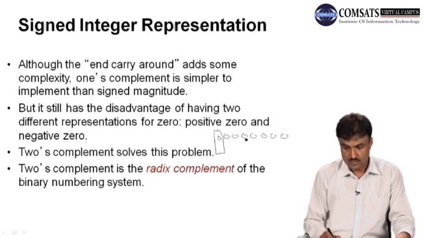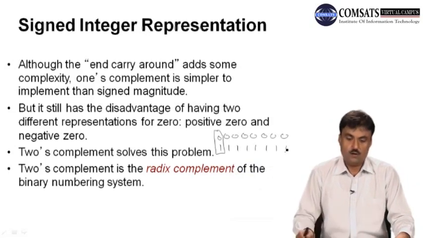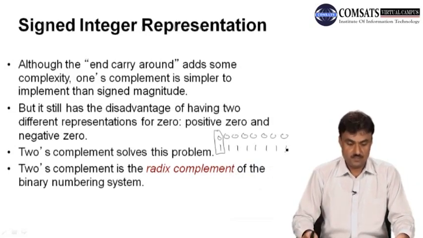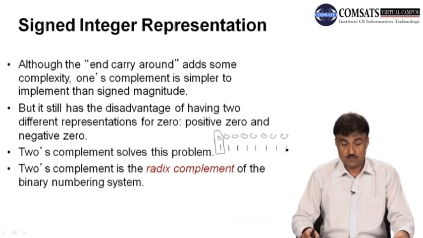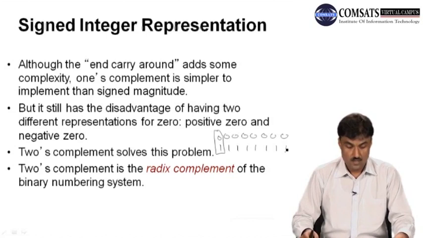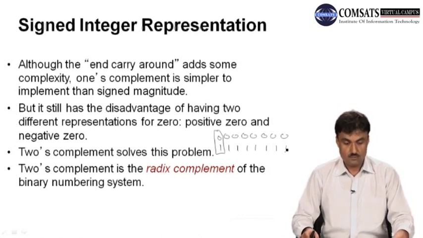So the other 7 digits are zeros. And for minus zero, it will be all ones; they represent minus zero. So there are two representations for zero. To avoid this situation, this type of ambiguity, we have another complement system, called 2's complement. This 2's complement solves the problem. There is only one way to represent zero.